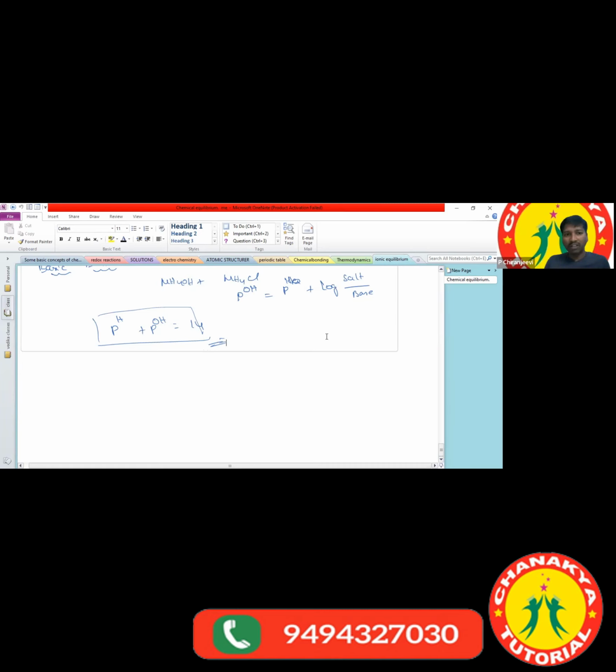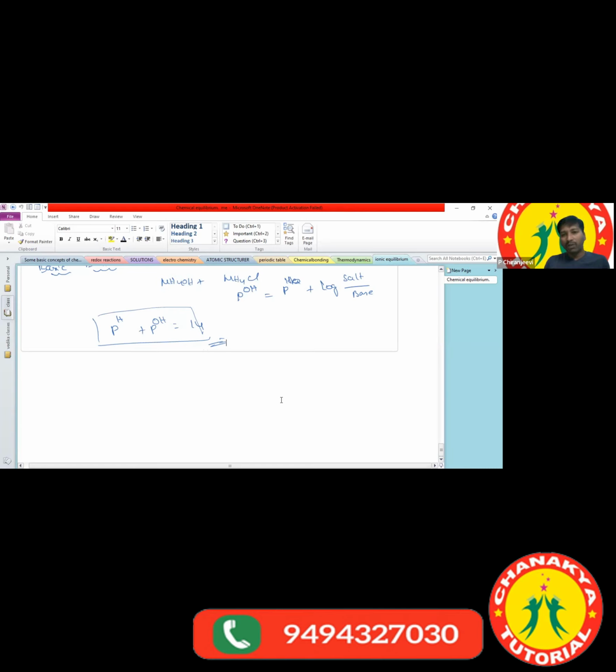In last class, we were discussing the buffer solutions. So what is meant by a buffer solution? A buffer solution is a solution which prevents the change in pH by the addition of an excess of acid or base.